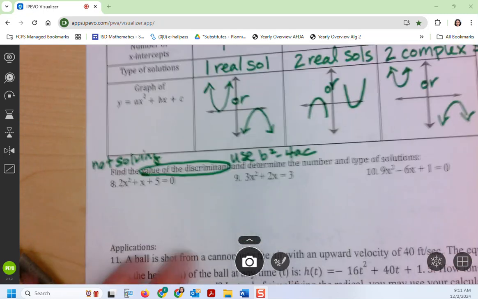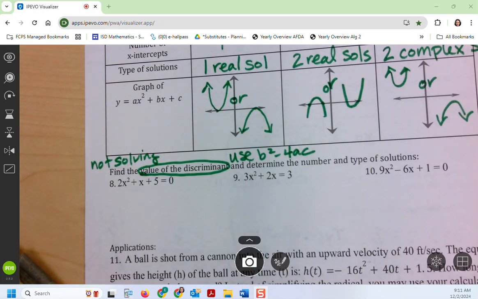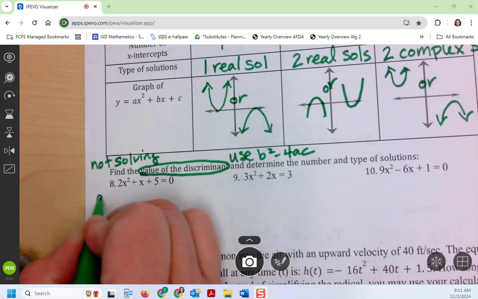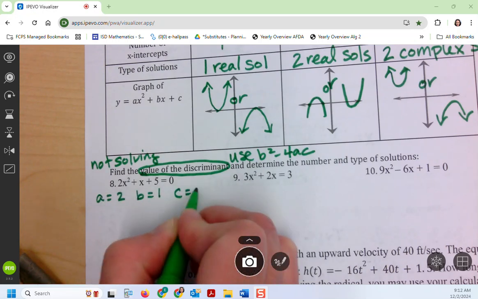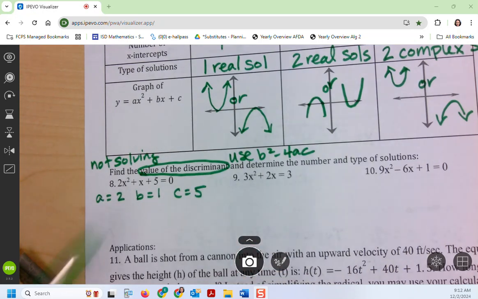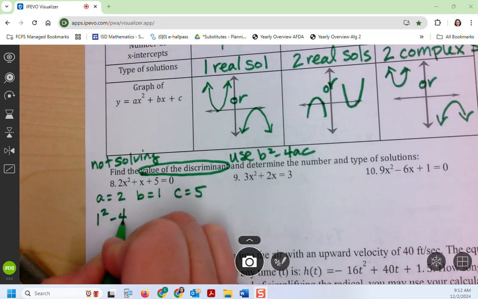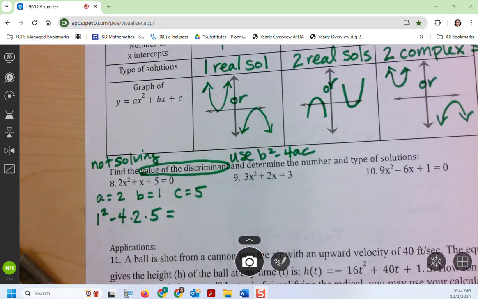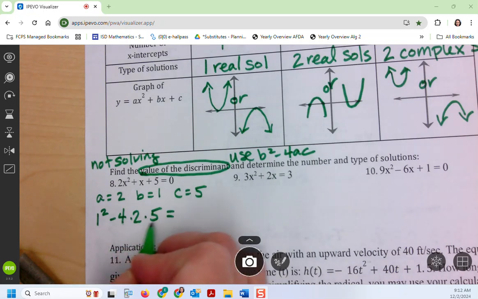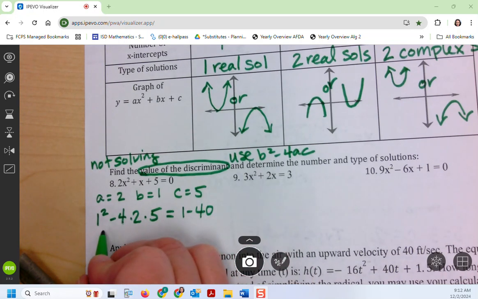Okay, so let's look at the first one. Am I in standard form? One side 0, right? So I can say a is 2, b is 1, and c is 5. b squared minus 4ac would be 1 squared minus 4 times 2 times 5. It's going to be 1 minus 40, which is negative 39.